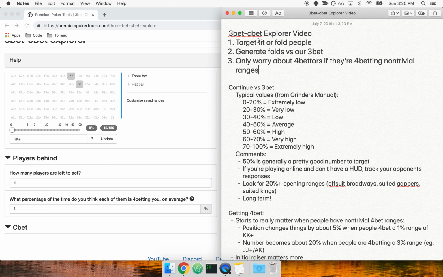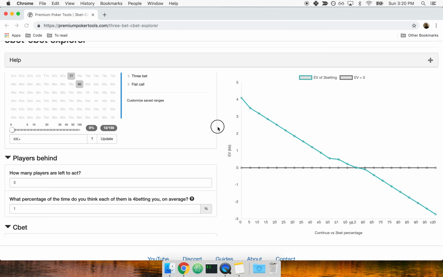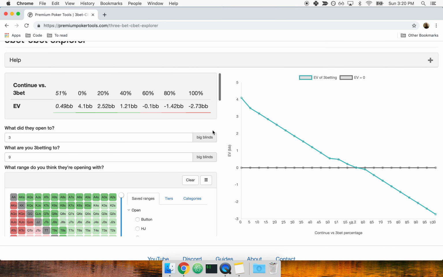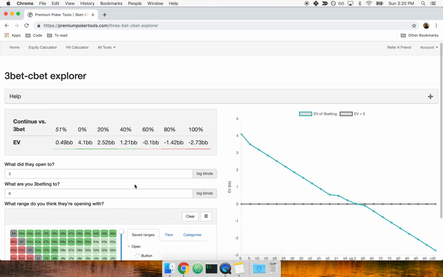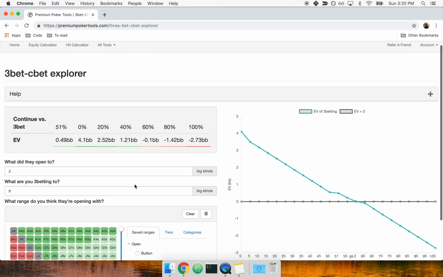So again, those have kind of been my takeaways from exploring this tool, but there's a lot more that you can do with it. There's all these variables. You can play around and see what kind of situations will give you profitable 3-bet bluffs. And I'd really love to hear kind of the results of your study.